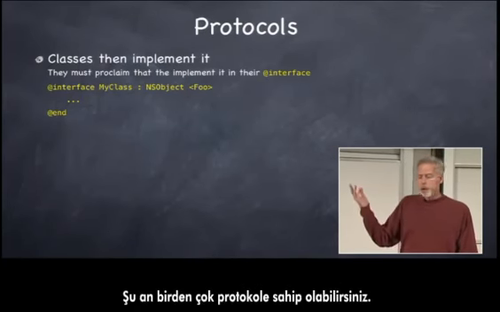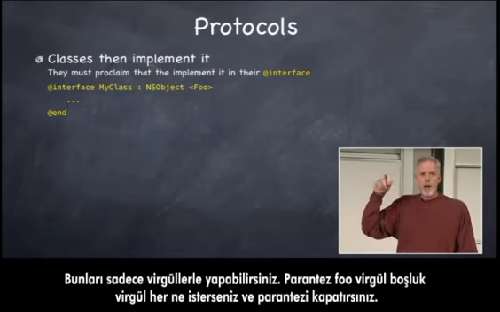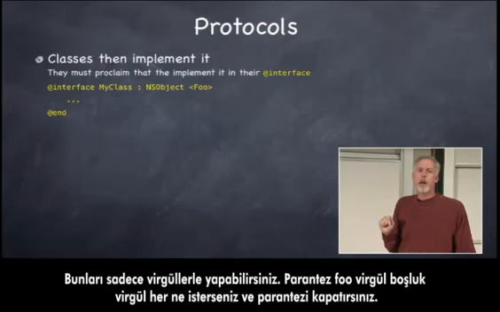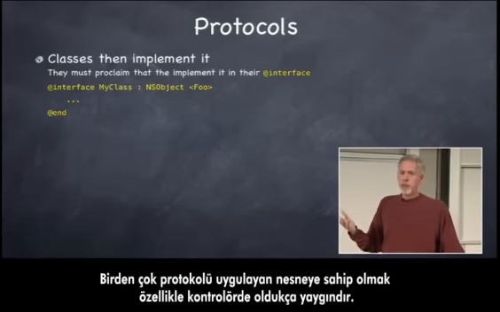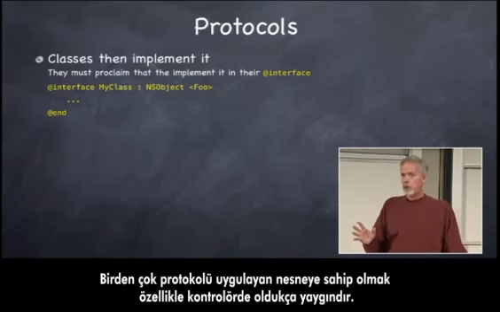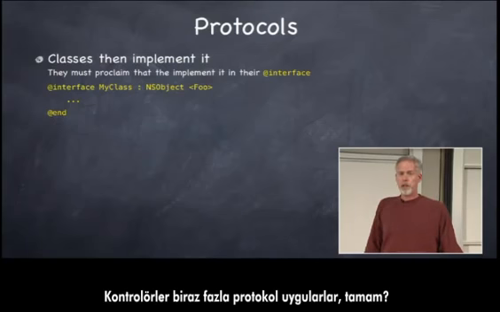All right. Now you can have multiple protocols. You would just put them with commas. So angle bracket Foo, comma Bar, comma whatever, close angle bracket. And it's quite common to have an object that implements multiple protocols, especially controllers. Controllers tend to implement quite a few protocols.